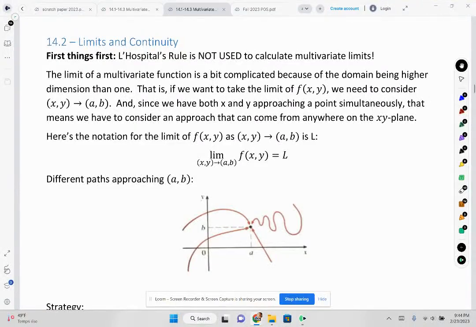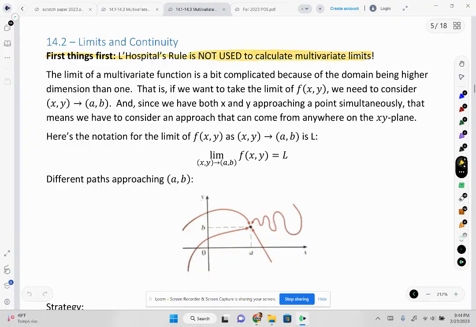Hello. Today we're going to talk about 14.2 limits and continuity. And when we're working with limits of multivariable functions, we have one really important thing to know right away: L'Hopital's rule is not used if we're working with multivariate functions.